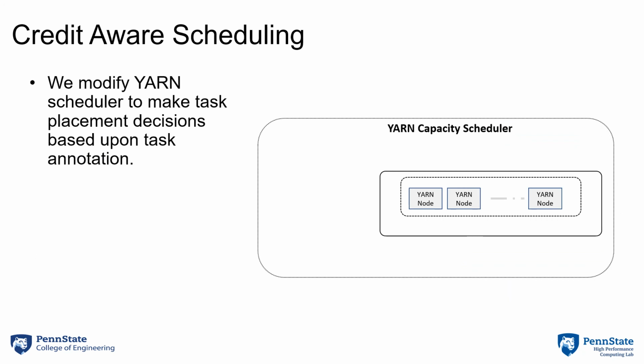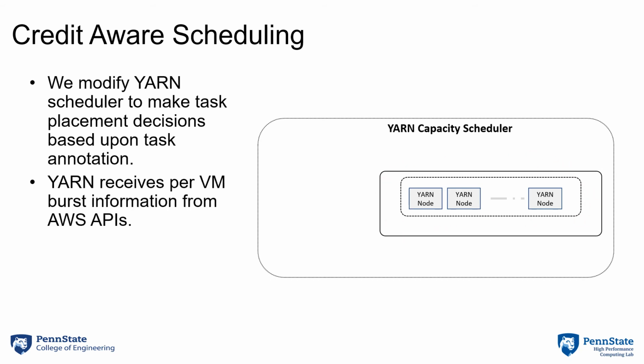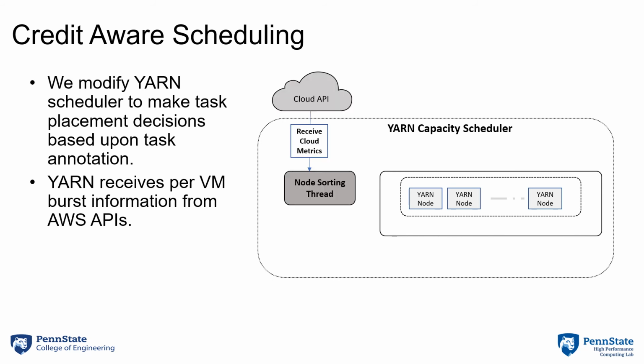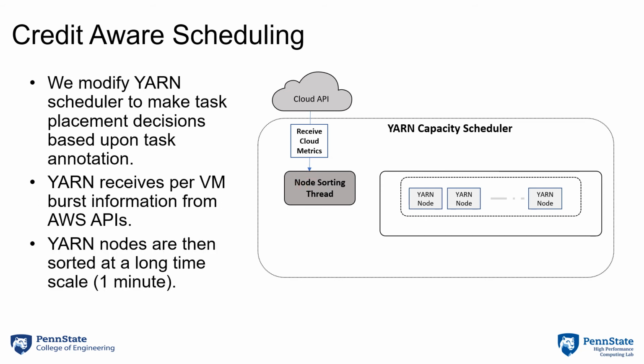Let's talk about our credit-aware scheduling now. We modify the YARN capacity scheduler to make task placement decisions based upon the task annotation as discussed in the previous slide. Now consider this as the YARN capacity scheduler and these as the YARN internal node data structure. We receive per VM burst credit information from publicly available cloud APIs from AWS CloudWatch. These APIs can be used to query the state of any VM in the AWS system. We then use this burst credit information to populate the burst credits in each YARN node data structure and sort it in descending order of CPU or IO burst credit balance every 1 minute.